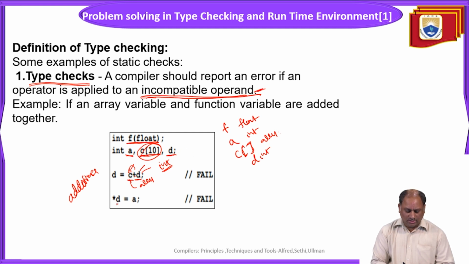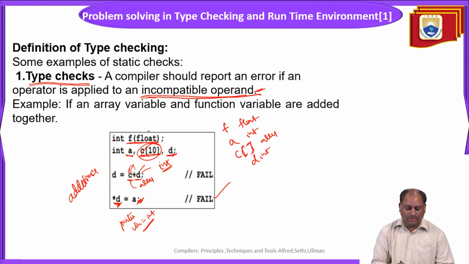And similarly here, star d is a pointer type variable, but a is an integer type variable. Here we considered d as an integer, but star d is a pointer type variable, and assigning a pointer variable to an integer leads to an error. So that is why this type of operation also fails.